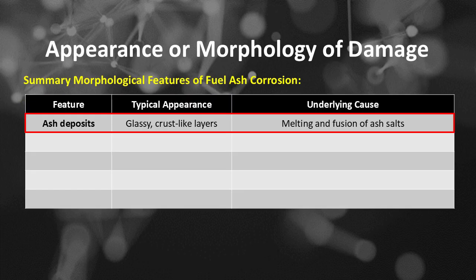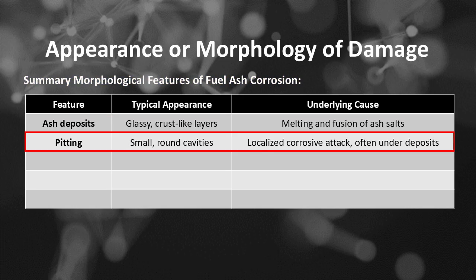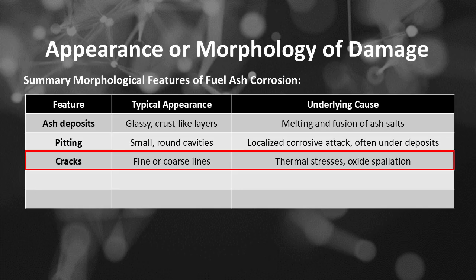Summary of morphological features of fuel ash corrosion: if the morphological feature is ash deposits, its typical appearance would be glassy, crust-like layers, and its underlying cause melting and fusion of ash salts. If the morphological feature is pitting, its typical appearance would be small, round cavities, and its underlying cause localized corrosive attack, often under deposits. If the morphological feature is cracks, its typical appearance would be fine or coarse lines, and its underlying cause thermal stresses, oxide spallation.